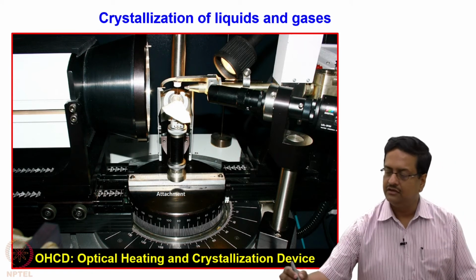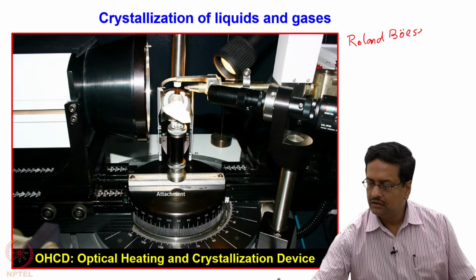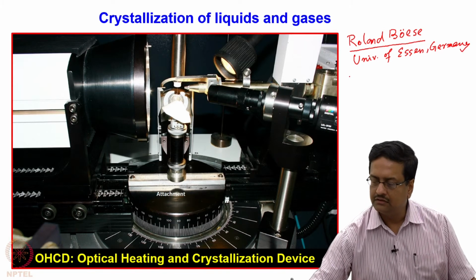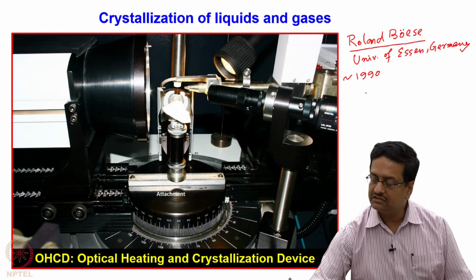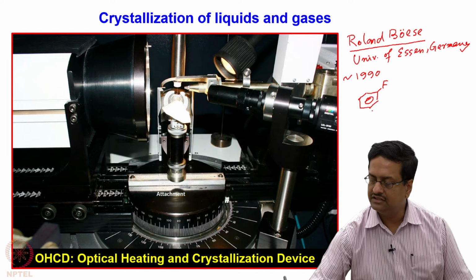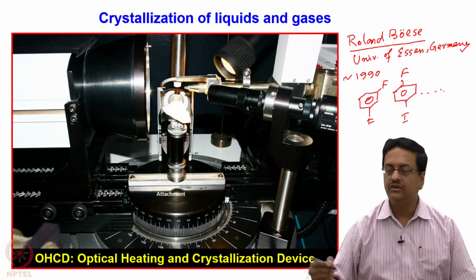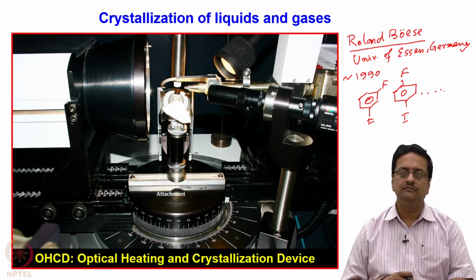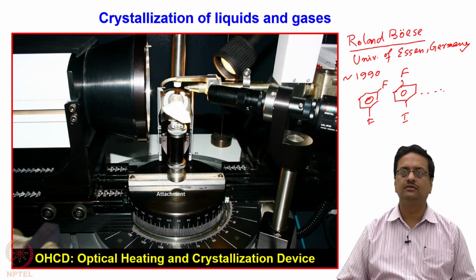This was introduced by Roland Boese of University of Essen, Germany, in about the 1990s. What they tried to do is crystallize a set of fluorinated benzenes, difluorinated benzenes, fluoroiodobenzenes and so on, which are all liquid at room temperature. So they wanted to crystallize these materials and study their intermolecular interactions. In that process, they wanted to make a device which can do a crystallization under controlled cooling and heating.